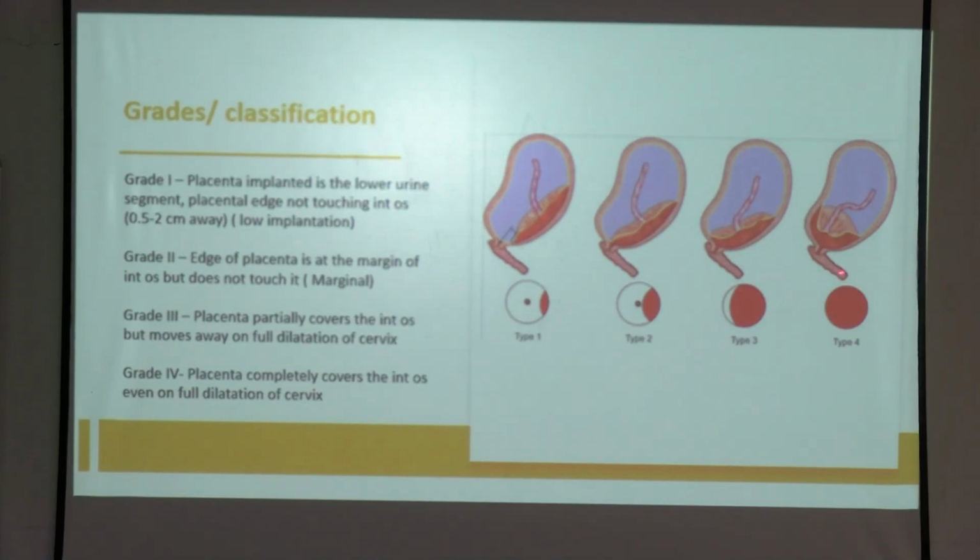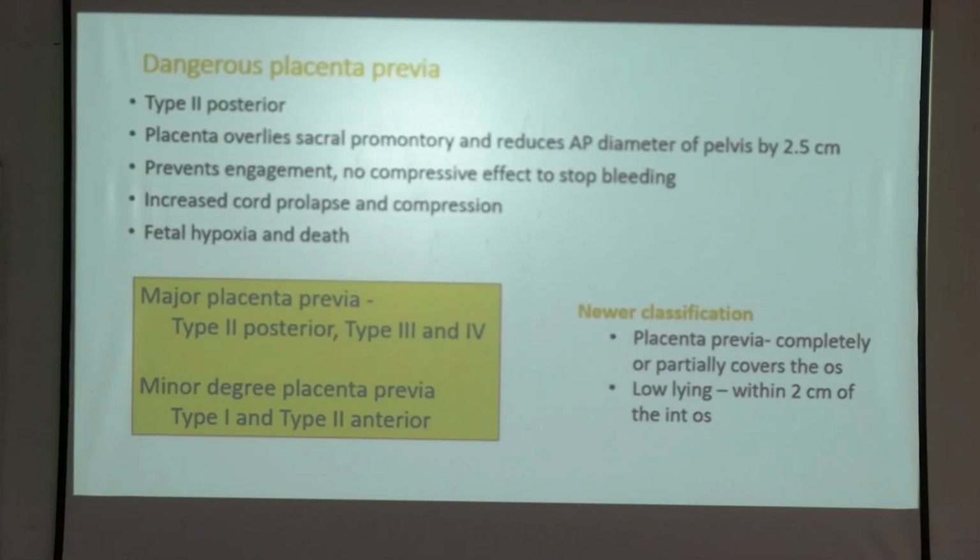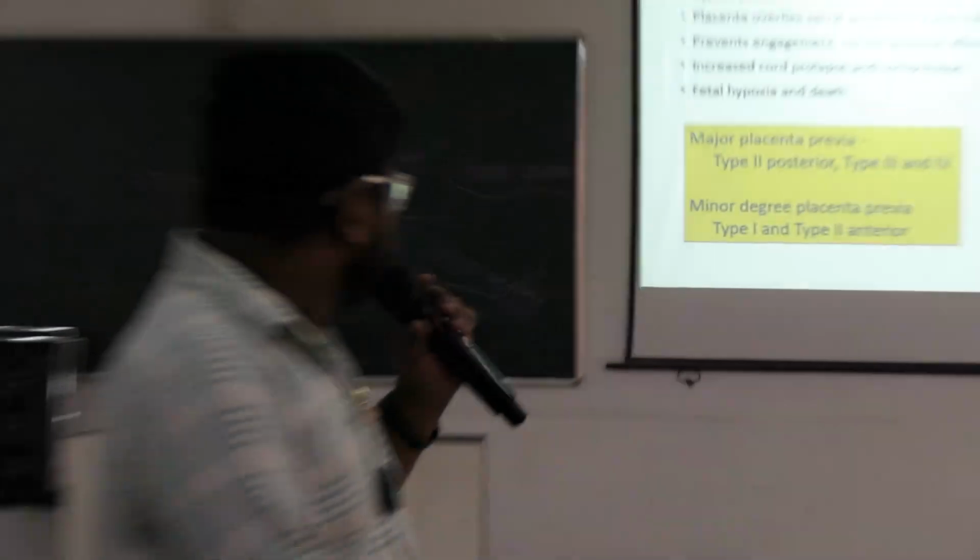Look at this picture. 4 is the most severe type, the central placenta previa, where the placenta is attached directly on the internal os. In grade 3, it is gradually migrating away from the os, but within 2 centimeters of the os. This is a very old short note, it used to come in the old days, not anymore, but it is a dangerous placenta previa. So this is a type 2 posterior placenta previa.